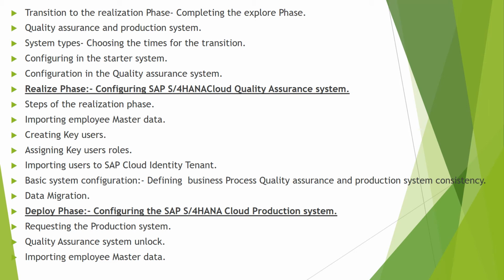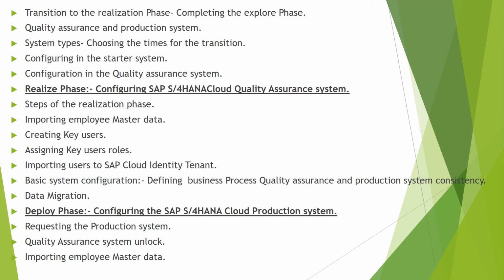And then quality assurance and production system. Based on the starter system, SAP will now configure the quality assurance system for your production landscape and also create production instances. Both systems are connected, which means that changes in the quality assurance system can be transferred to the production system. The migration system is also available when the test system has been successfully configured.